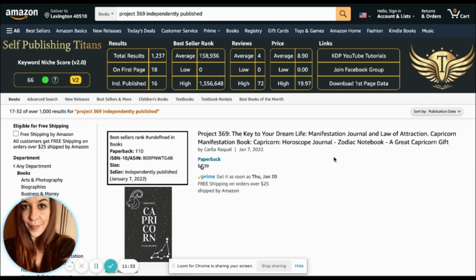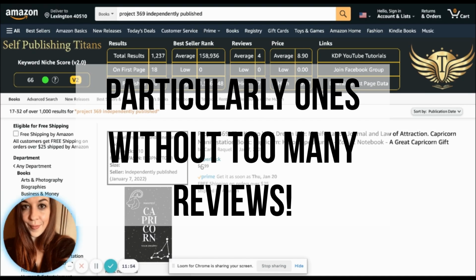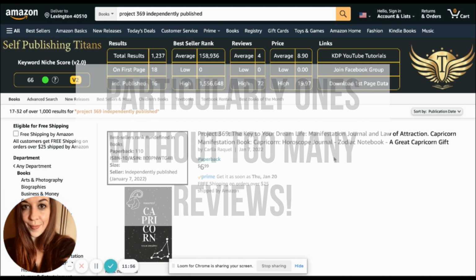So one way of doing that, with the manifestation example, there are so many different search terms that come up in the AMZ suggestion expander. Go through those, see what books are actually making sales under those lesser competitive terms, and those might be a good option to definitely add into the backend keywords, for example.